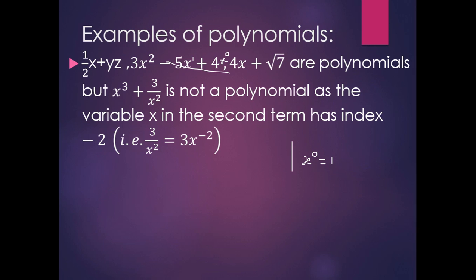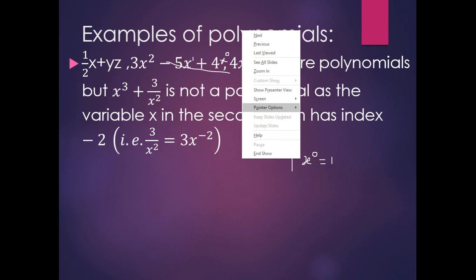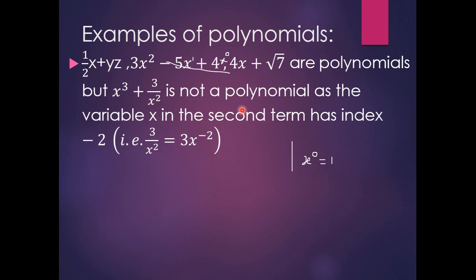And similarly here, this is not a polynomial, because of x power 2, using the law of indices, when it goes up it becomes x power minus 2. Minus 2 is not a whole number. It is an integer but not a whole number. So this is not a polynomial.